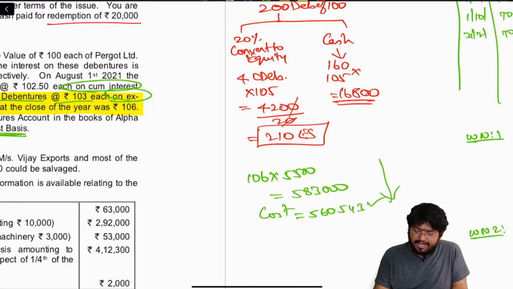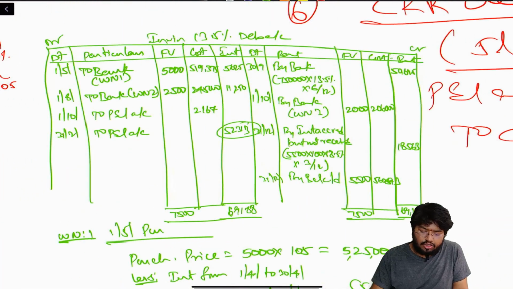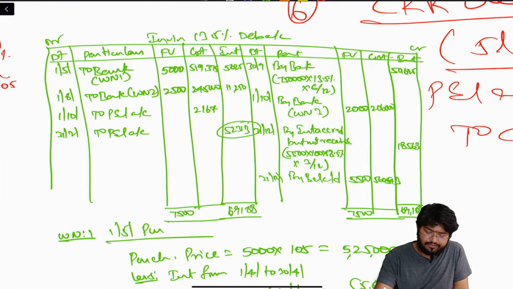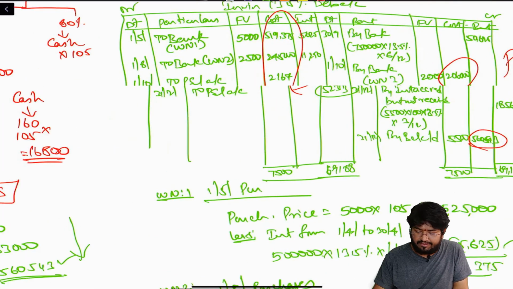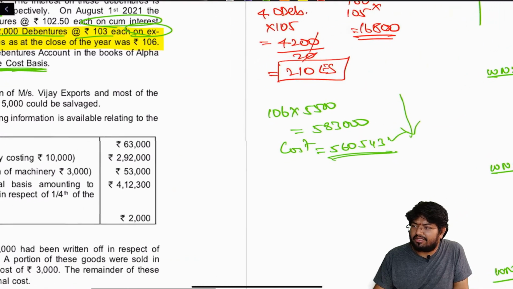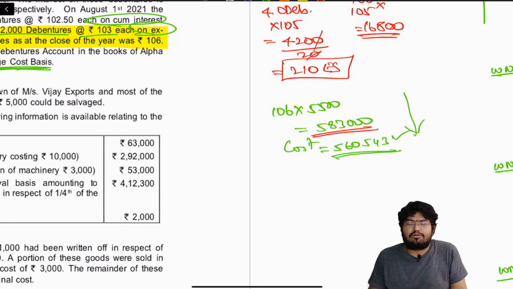So you are comparing cost 5,60,543, which is nothing but total of debits minus total of credits, with your market value, which is 5,83,000. Since your market value is greater than cost, you will consider only cost. Is that clear? Yes, sir.